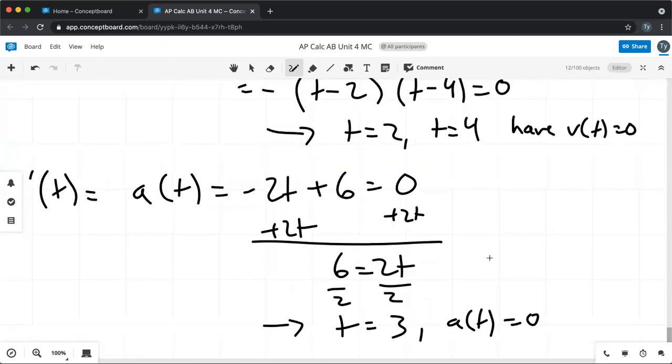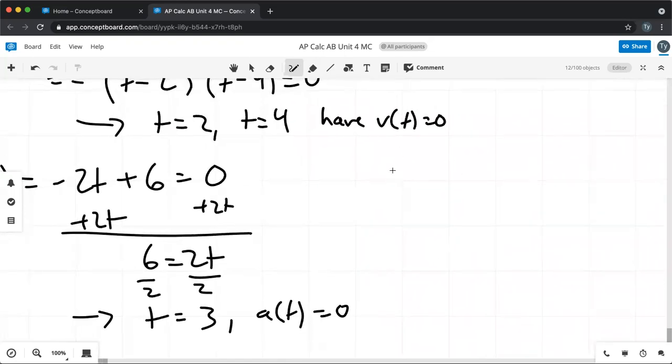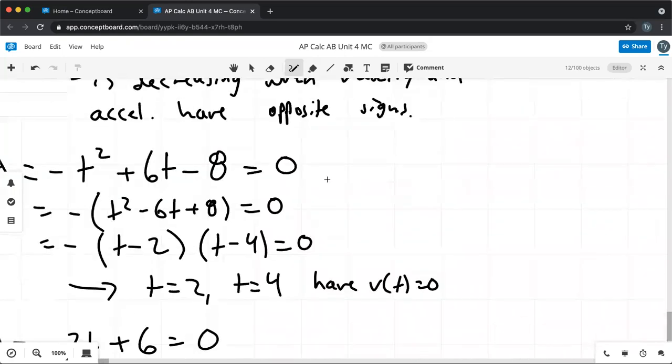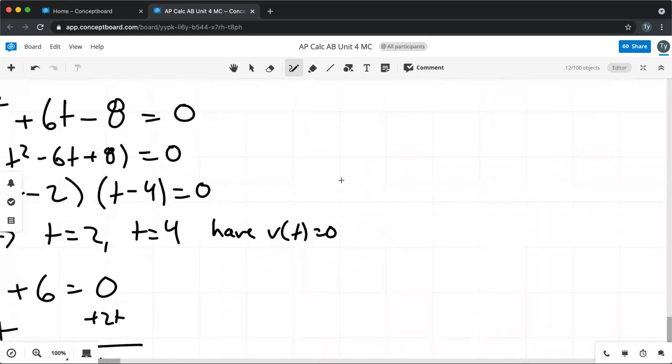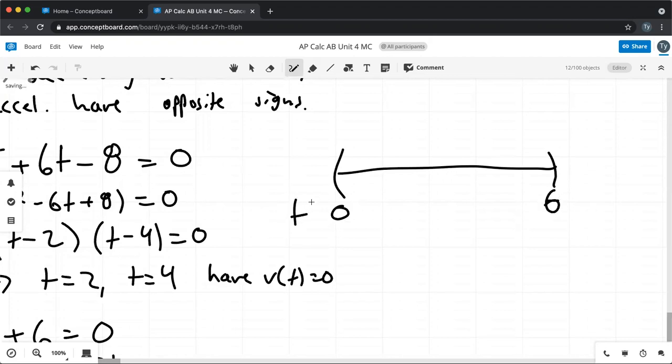Okay, so we found where all this stuff is 0 for velocity. We found where all the stuff's 0 for acceleration. Let's do this little graph thing, and I'll show you. We're going to look at a number line. First of all, we're looking on the interval 0 to 6. We don't care about the whole interval. So we're starting at 0 and we're going to 6. I'm going to draw 0 and 6 on the bottom. These are going to be t values.